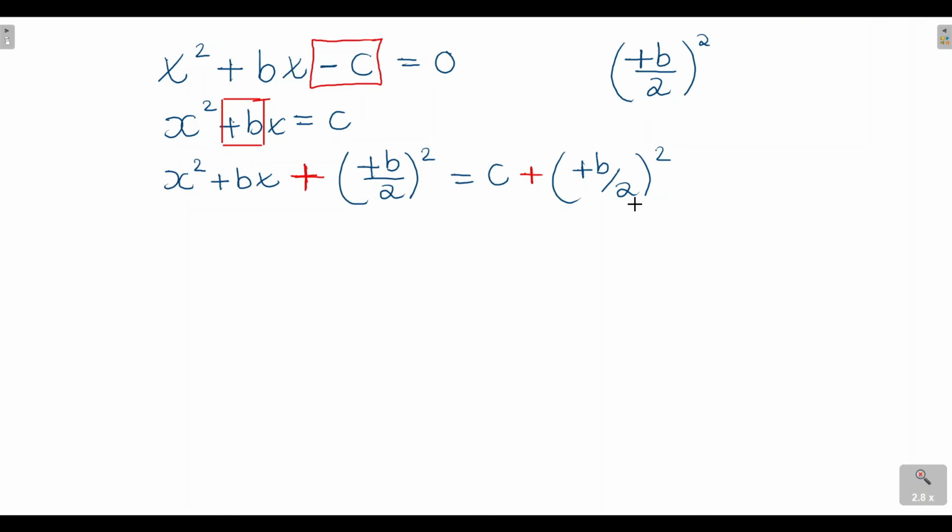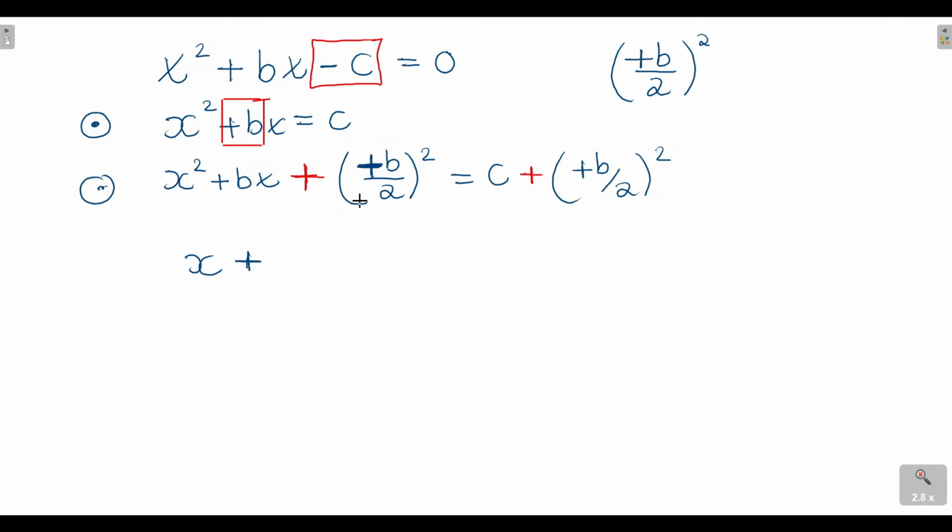Okay, once we've added your positive b divided by 2 all squared to your left hand side and to your right hand side, we want to ensure that now our equation on the left hand side is in the form of x. Then we're going to look at the sign that we have here. This sign is a positive, so it's going to be a positive.